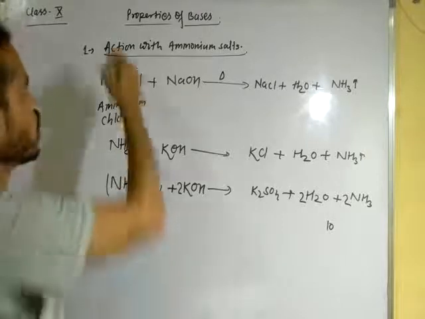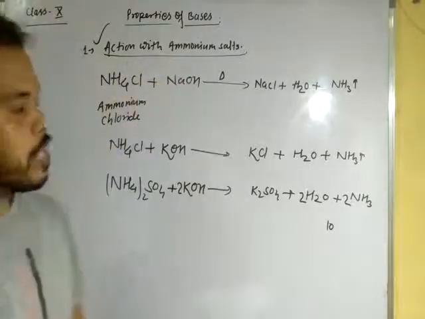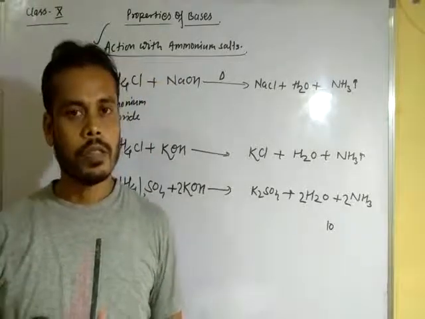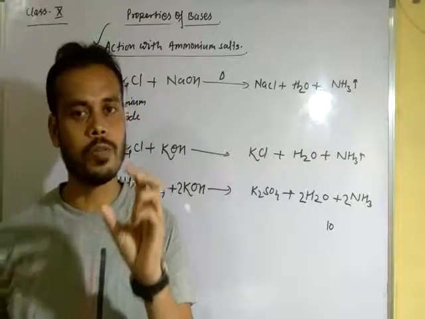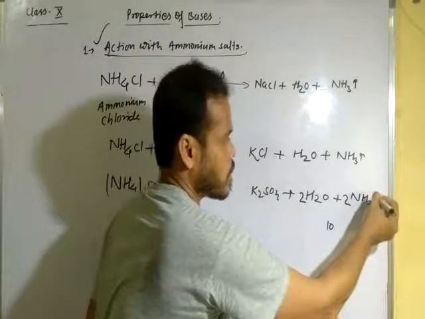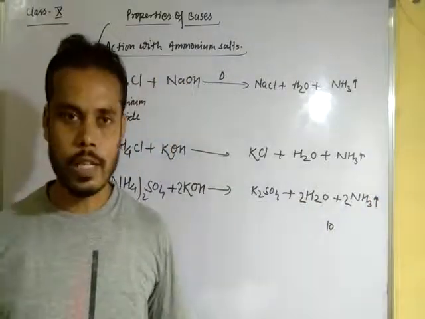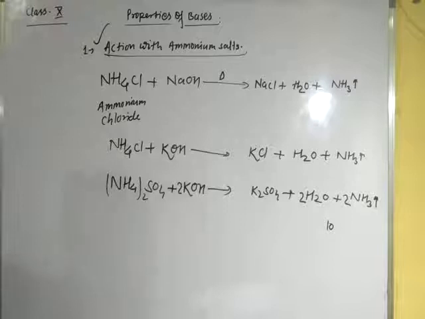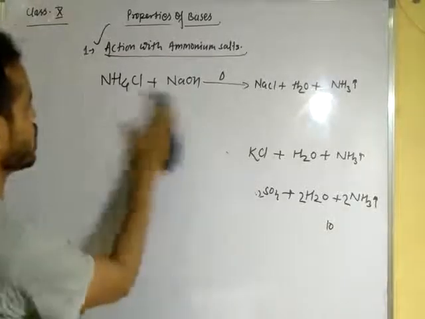Okay, dear student, so for the definition of action with ammonium salt, you can write: when an ammonium salt is heated with a base, it liberates ammonia gas, and salt also, and water. Clear, dear student? So the next one is neutralization reactions, where they neutralize acid to form salt and water. The second one is reaction with acid.